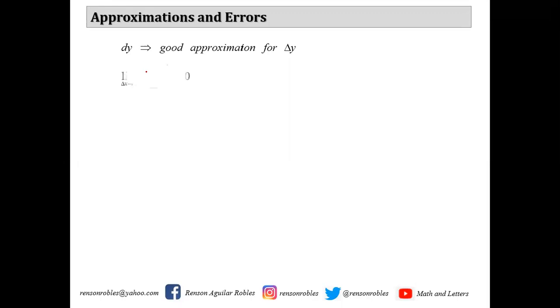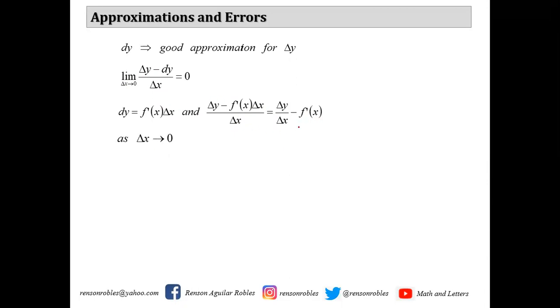And in fact, the limit of delta y minus dy all over delta x as delta x approaches 0 is equal to 0. And the preceding limit here is correct, since dy is equal to f prime of x delta x, and therefore this can now be written as delta y minus f prime of x delta x all over delta x, and that is equal to, by the distributive property of division over addition, delta y over delta x minus f prime of x. And as delta x approaches 0, the limit of this equation is equal to 0.